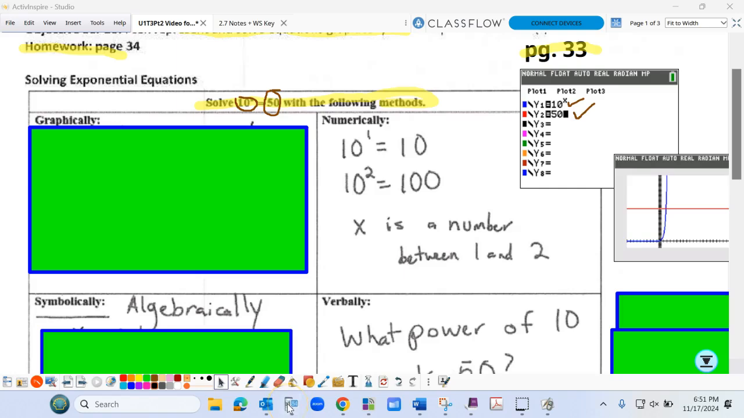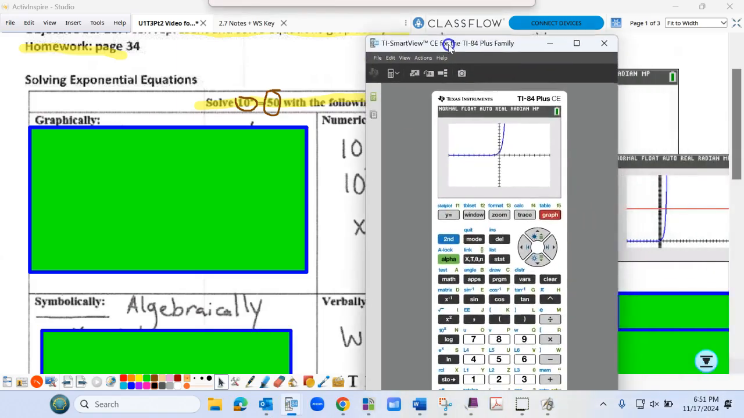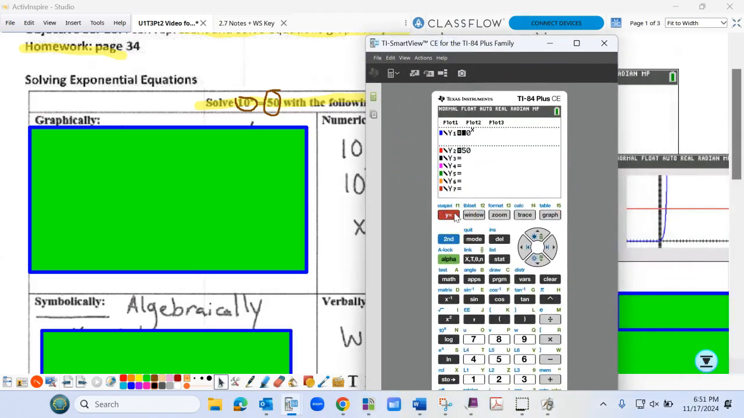Let me call up the calculator so that you can see it. Here is y1 equals 10 to the x, y2 equals 50. When I hit graph, if I do not see the horizontal line where y equals 50, I'm going to either do zoom fit, or change my window to a y max a little bit more than 50, let's say 65. Now when I hit graph, you can see both the exponential curve and the horizontal line y equals 50.